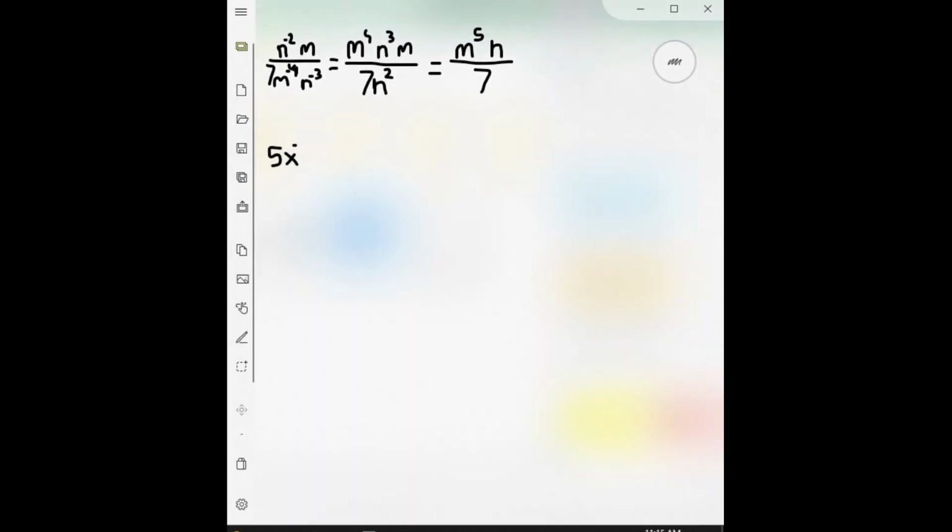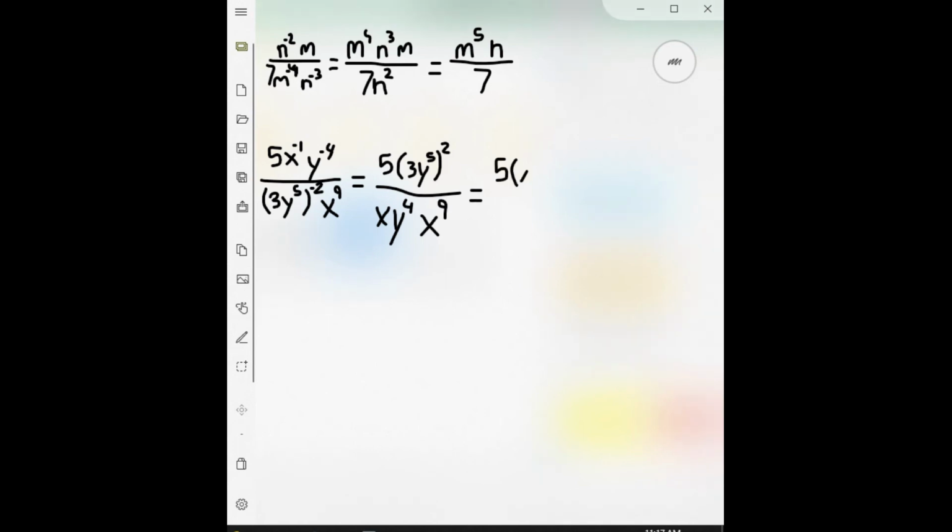So this example, we have 5x to the power of negative 1 times y to the power of minus 4 divided by parentheses 3y to the power of 5 with an exponent negative 2 times x to the power of 9. Now, yes, we're going to do the exact same thing as the last question. The negative exponents will switch sides. The negative exponents at the top will go to the bottom, negative exponents at the bottom will go to the top. Even the 3y to the power of 5, yes, that goes to the top because it has the negative 2 exponent. And then from there, just apply the basic principles.